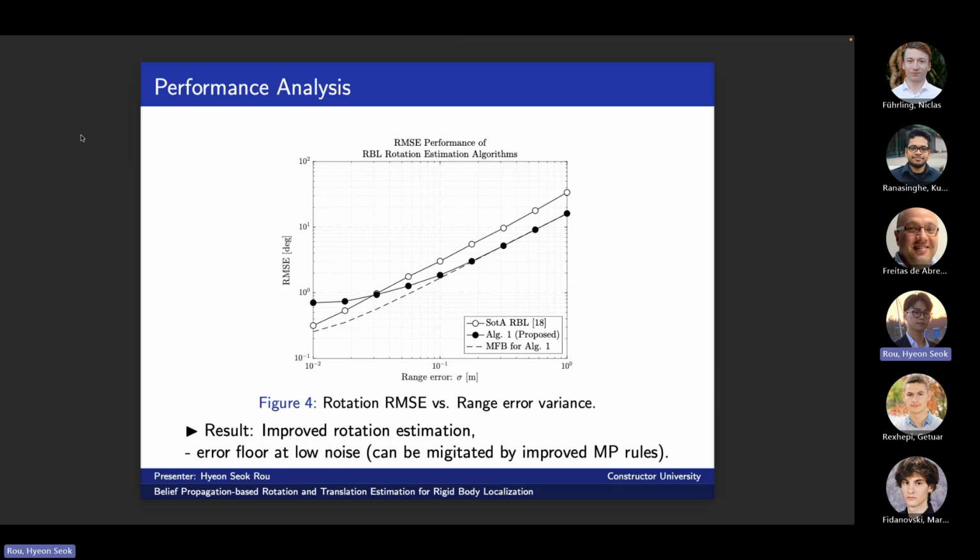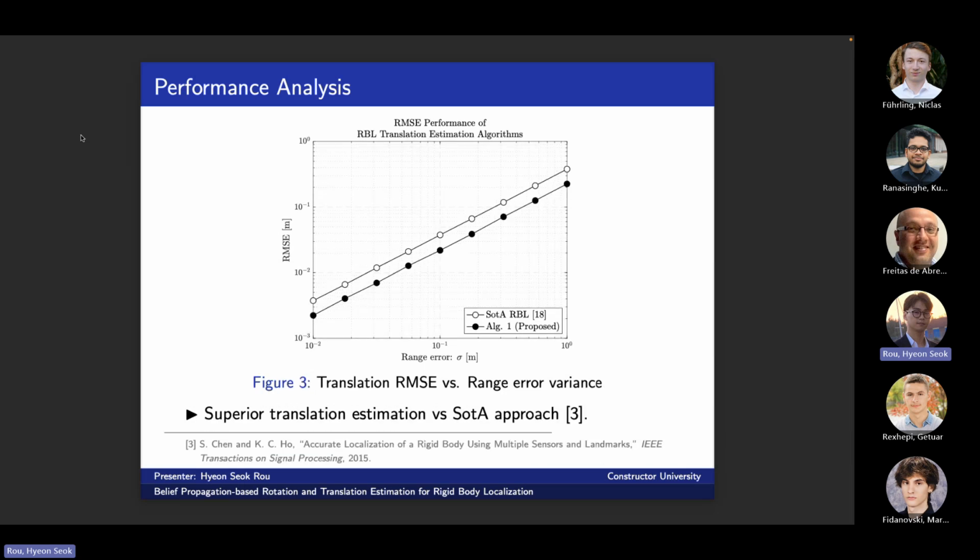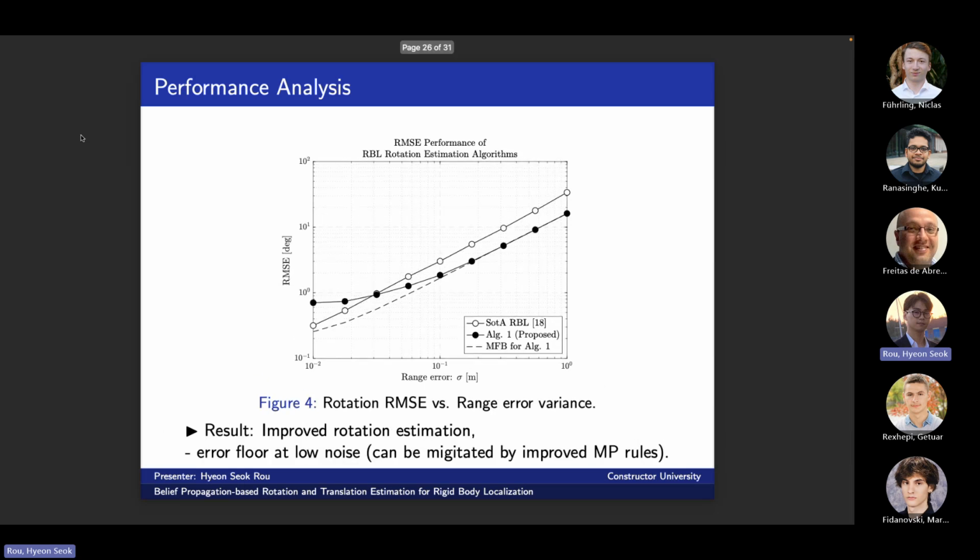Then secondly, we also have the performance analysis for the rotation. So the angular values of the estimation, of course, we have the same range error values on the x-axis, and the RMSE is given in degrees. Here we can see that for higher range errors, when the range error is quite high, we get a similar performance to the previous one in the translation, where we get a sufficient performance gain in terms of the angular estimation.